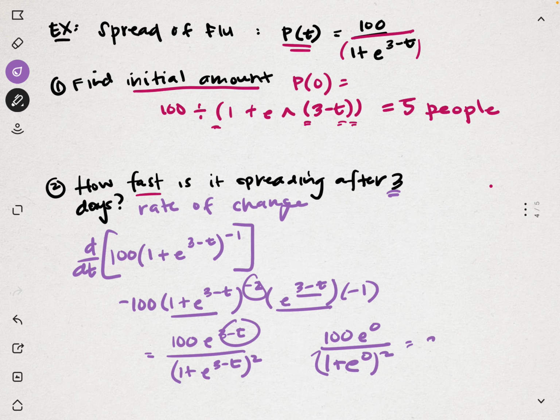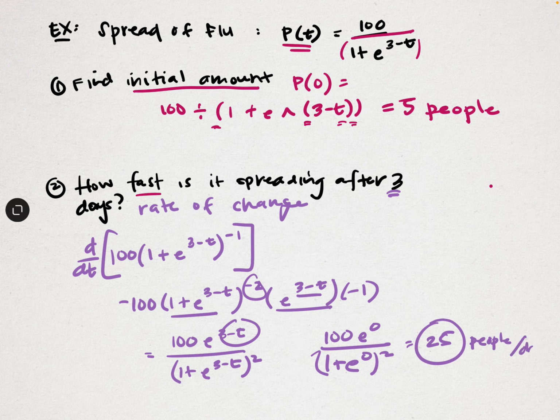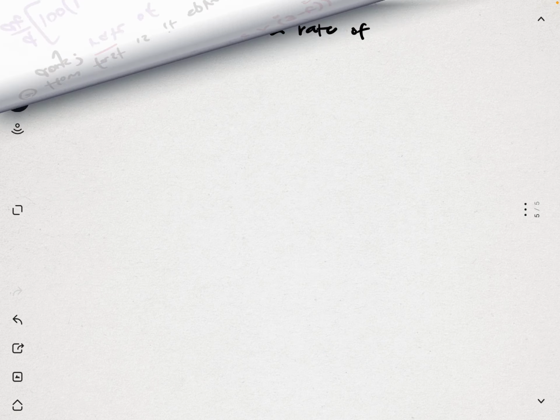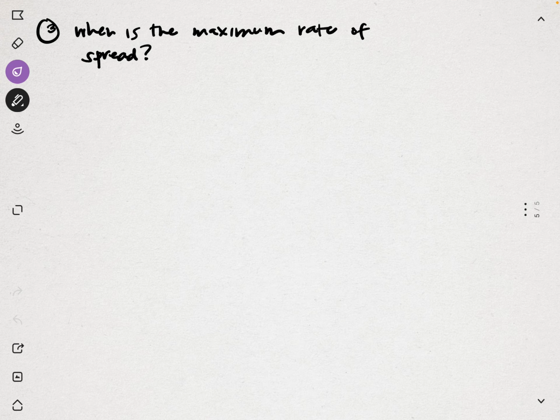Okay. So the rate is 25 people per day. And then the last thing it's asking us is when is the maximum rate of spread?